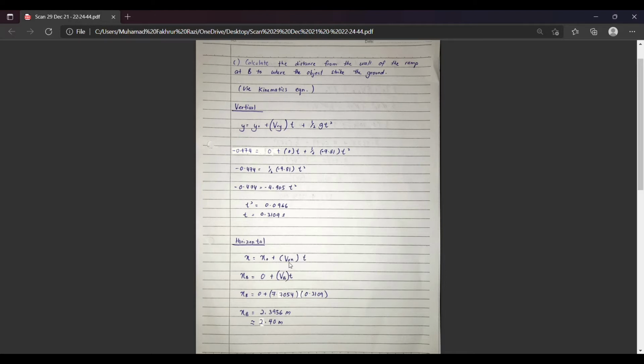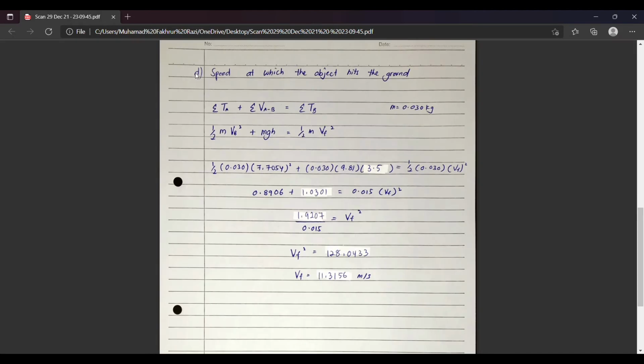For horizontal, the equation is x equal to x naught plus v naught x times t. So v naught x we change to VB. VB is equal to 7.7054 that we get from question 1b, times t that we get from vertical, which is 0.3109. So xB is equal to 2.3956 meter.